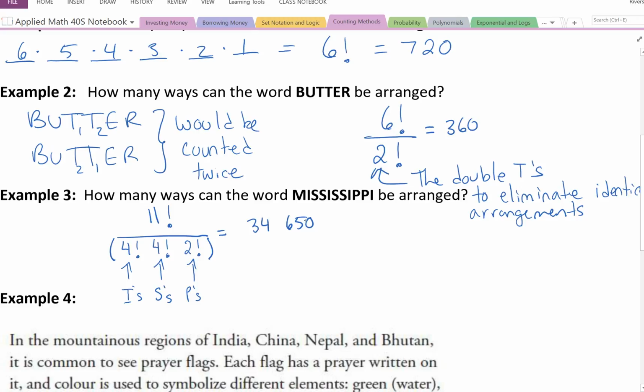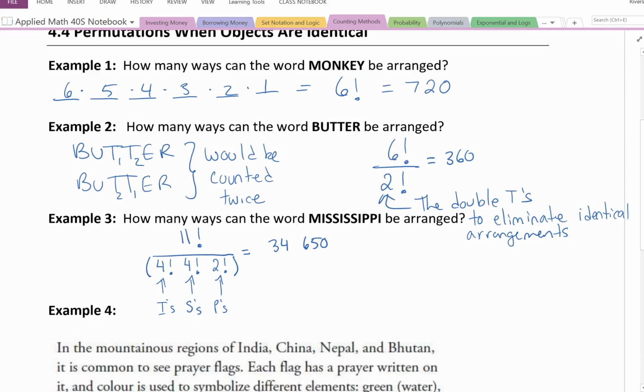34,650 arrangements. Okay, so just to review, example 1, we have no repeated letters, so 6 factorial is fine, right? But in the word butter, we've got 2 T's and they're identical, so we have to get rid of the double arrangements, the double T's. And then for Mississippi, same idea, and we've got lots more repeated, and they all get placed in the denominator to eliminate those identical arrangements.